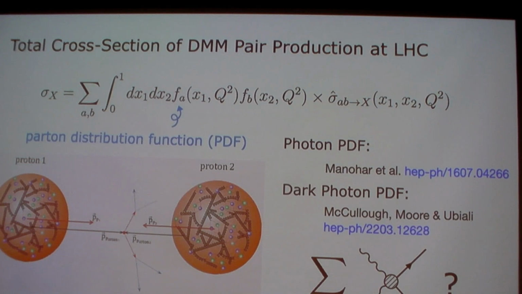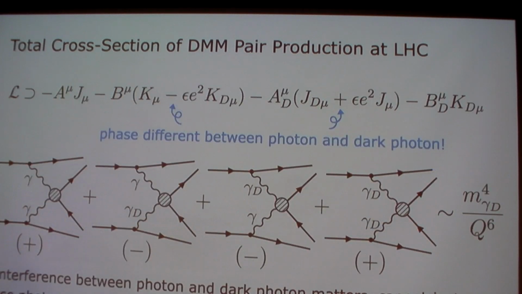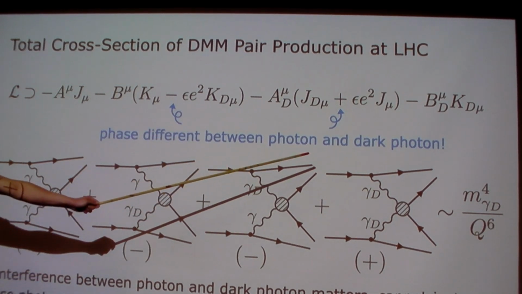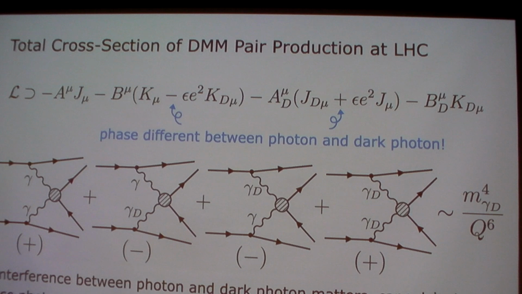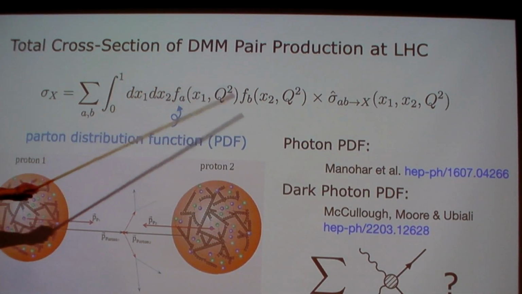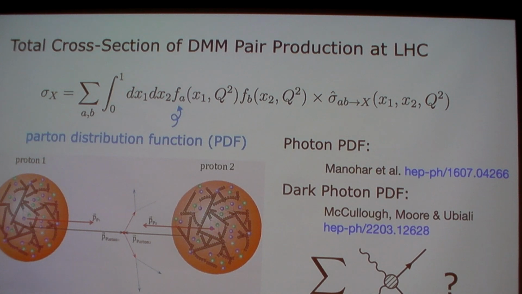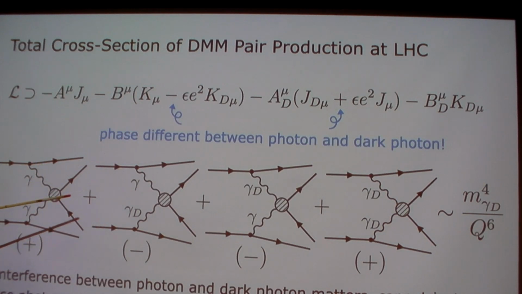That is maybe a way, but as I mentioned earlier, there's a phase difference between connecting electromagnetic particles using a photon or a dark photon. This formula will only work when the factorization theorem holds, which means that the interference between different partons doesn't matter. But here, if the partons are photon and dark photon, and switching from photon to dark photon gives you a minus sign, then the interference of different partons will matter a lot.